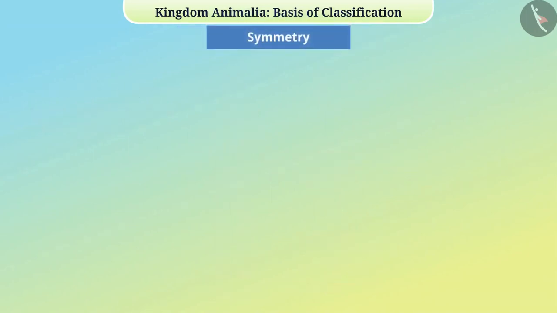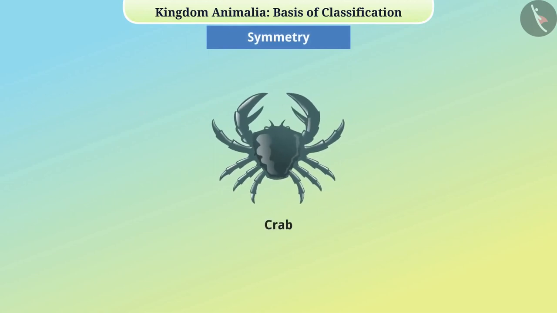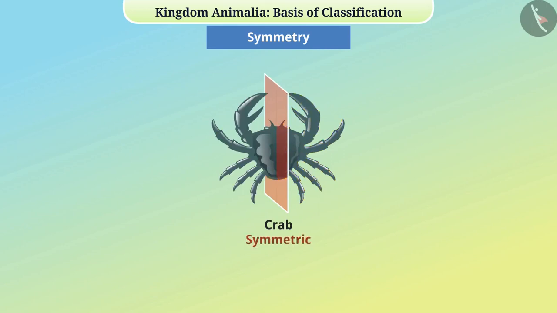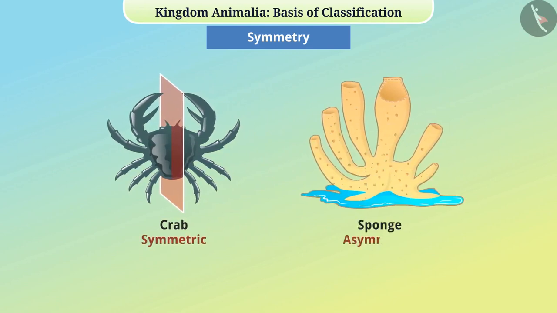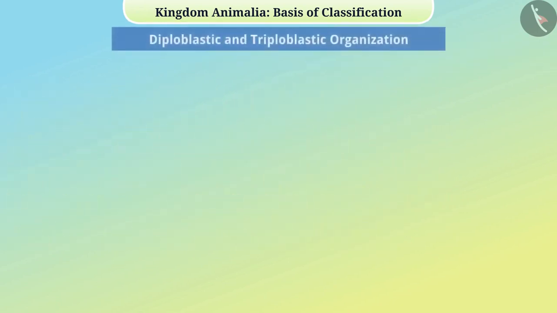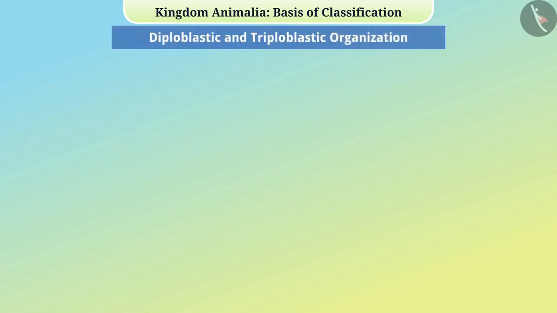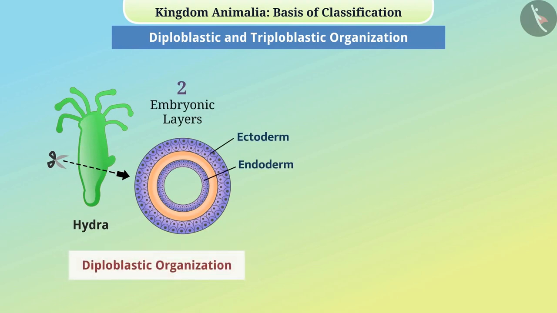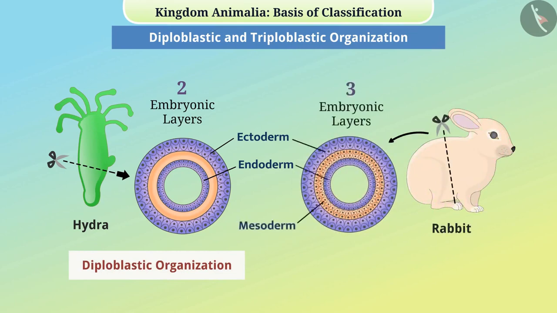Symmetry. Some animals, such as the crab, can be divided into two parts in a plane in such a way that the two parts are exactly like each other. We say that such animals are symmetric. Some animals like sponges are asymmetric. Diploblastic and triploblastic organization. In some animals like Hydra, cells are arranged in two embryonic layers. Such organization is called diploblastic. In some animals, such as rabbits, cells are arranged in three embryonic layers. Such organization is called triploblastic.